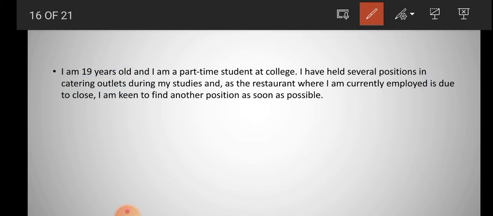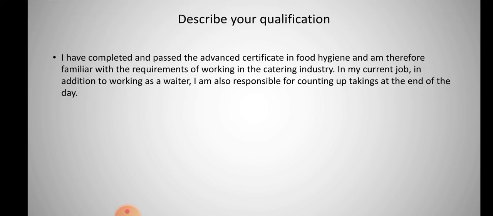And then, "as the restaurant where I am currently employed is due to close, I am keen to find another." This is the reason why the person is searching for the job. All right, hope this is clear to you that you need to write your qualification and your current working according to the demand of your task. Move to the next qualification.